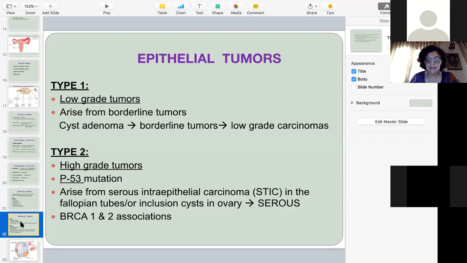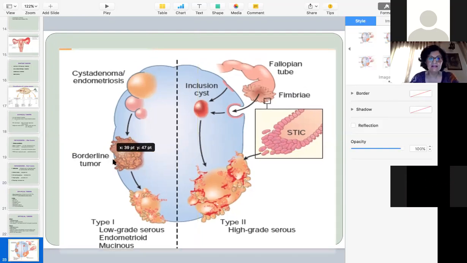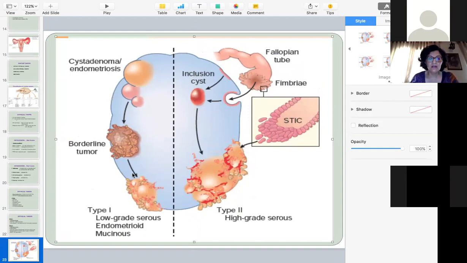Low-grade and high-grade tumors, type 1 and type 2 tumors. Low-grade tumors will arise from either a benign serous cystadenoma or a focus of endometriosis, and this then proliferates and develops into a borderline tumor or a tumor with borderline malignant potential. And then this develops into a carcinoma, which is a low-grade serous, endometrioid or mucinous carcinoma. So all these three types of carcinomas, the low-grade types, will develop in this pathway.